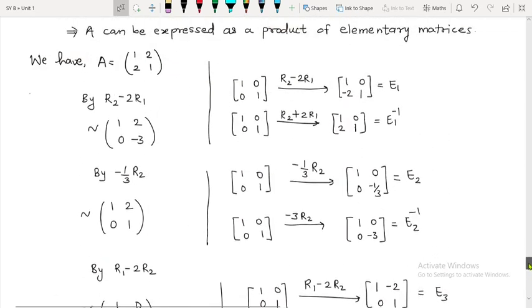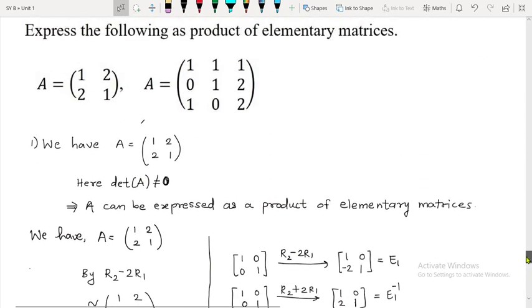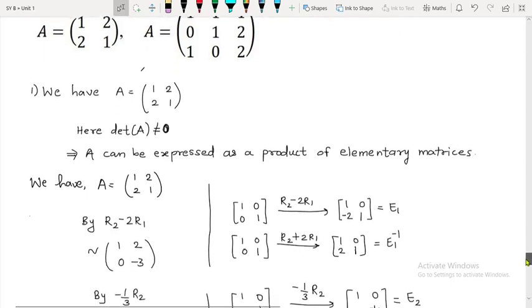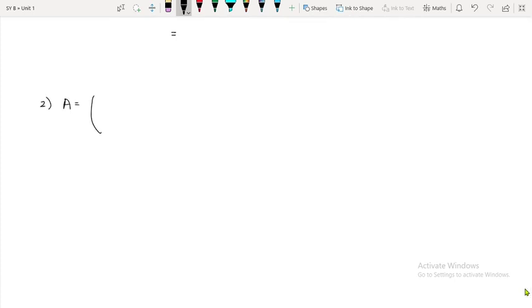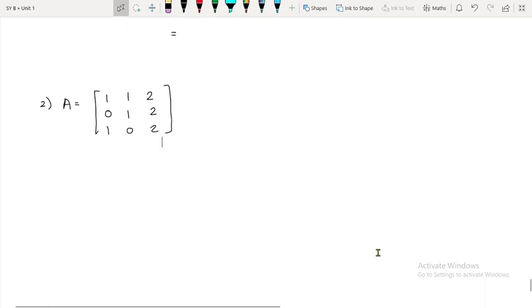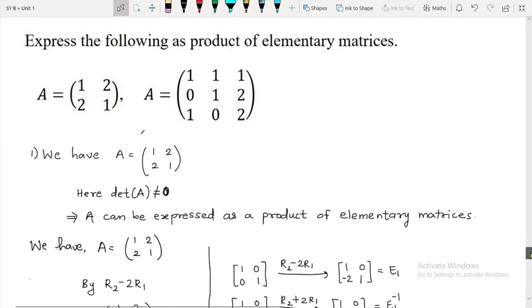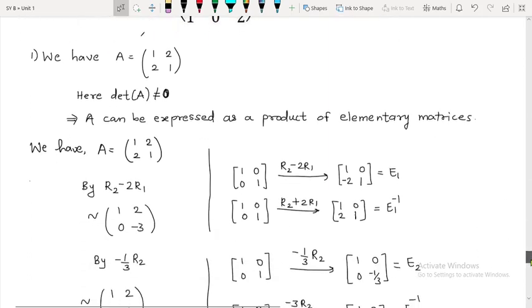Now we will go for the next matrix, that is a 3 by 3 matrix. Now the second example: 1 1 1, 0 1 2 and 1 0 2. So what is our A? Better I will use the square bracket notation. So 1 1 1, 0 1 2 and 1 0 2. Is it okay? Let me check it once again. Yes, it is 1 1 1. Okay.